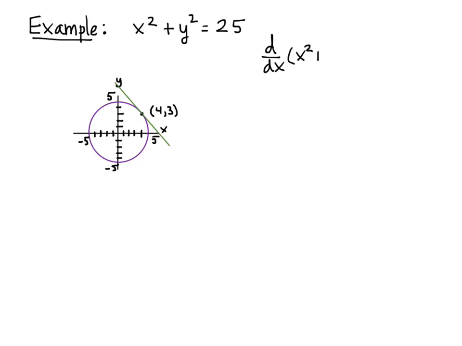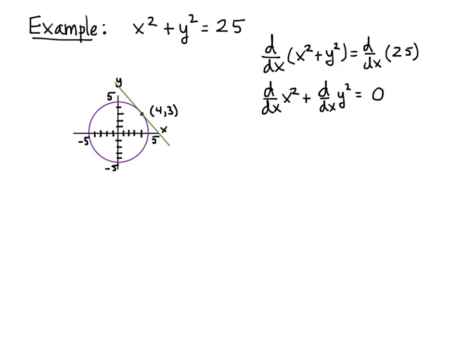So let's calculate it explicitly and see what we get. Here's my notation where I'm going to use that d dx. I'm going to apply it to both sides. And then, of course, with products of derivatives, I can separate those out into two derivatives. And then, of course, d dx of 25, the derivative of a constant, is 0.